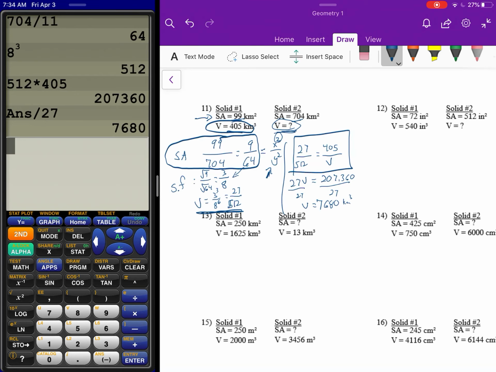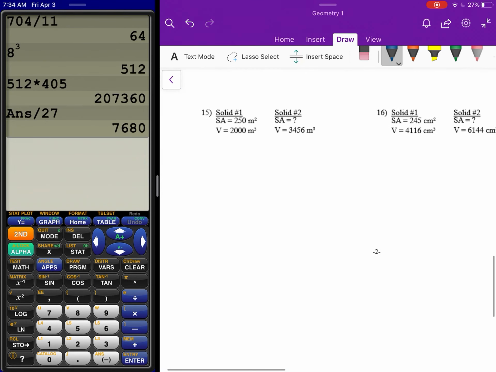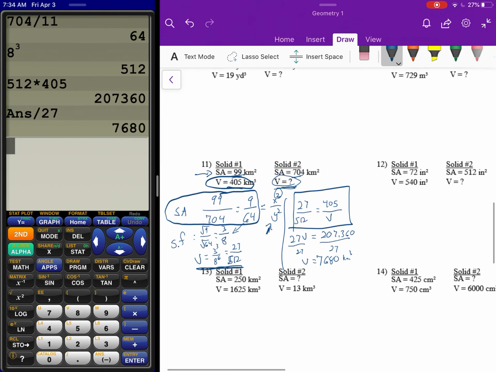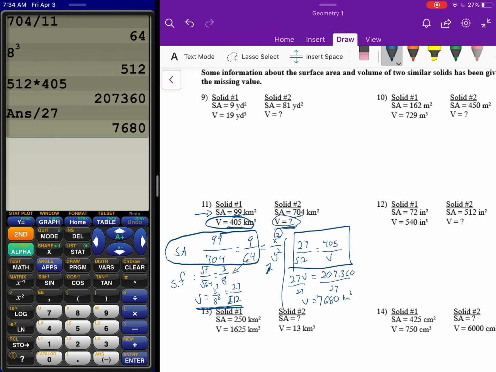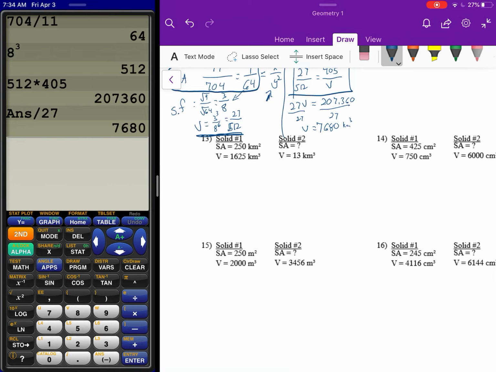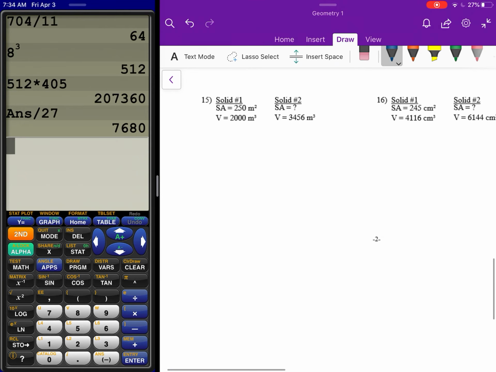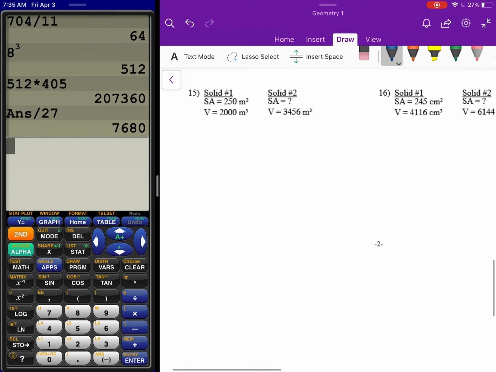So numbers 9, 10, and 12 are like that one. And then let's do 15. So similar idea, except this time we know the volumes. So what we want to do is find the ratio of the volumes.